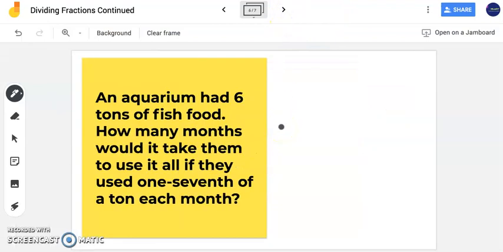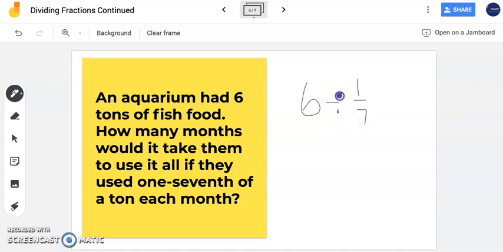Now let's try this in a real world problem. An aquarium had 6 tons of fish food. How many months would it take them to use it all if they used 1/7 of a ton each month? Now, my first goal when I'm dealing with these word problems is to determine what is my whole that I have. An aquarium had 6 tons of fish food. That's the whole amount they have. And they're breaking that now divided by 1/7 of a ton each month.